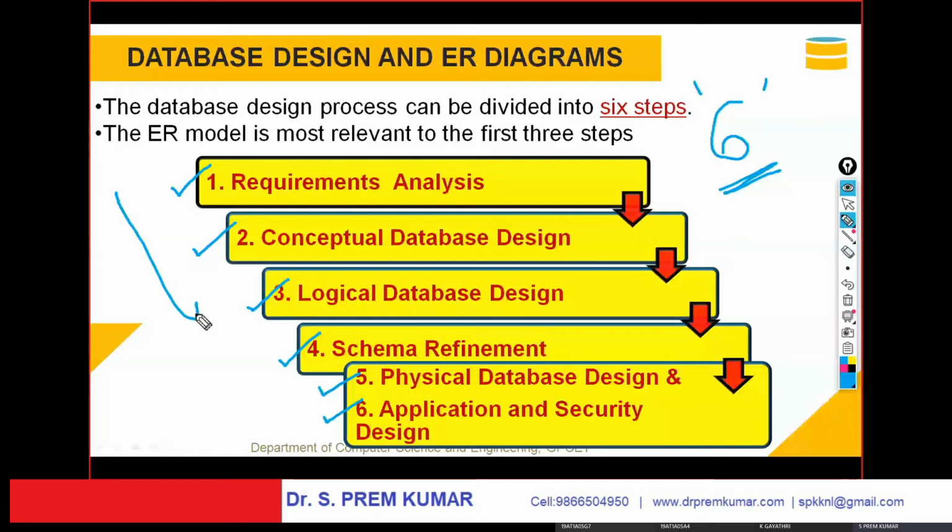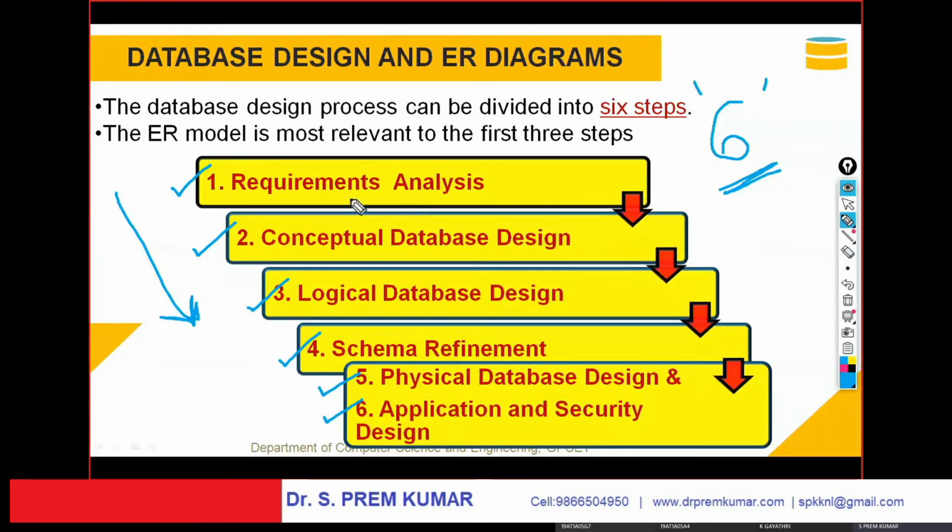In order to design mega databases, big databases, you need to follow six steps. One is requirement analysis. The second is conceptual database design. The third is logical database design. Fourth is schema refinement. Fifth is physical database design. And sixth is application and security design. Once again, I repeat, you need to follow the same order, the same steps, to design the database for mega projects, for huge projects, for elephantine projects.